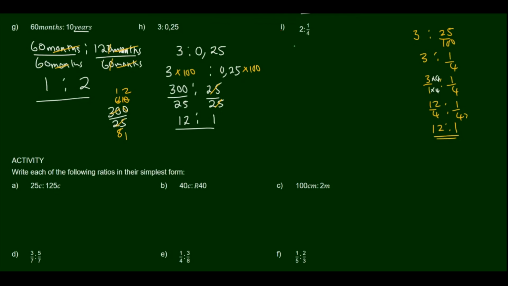Now let's come to this one: 2 is to 1 over 4. You write 2 as a fraction, so it's 2 over 1 is to 1 over 4, right? And then we multiply this by 4 so that the denominator is 4. We also multiply the numerator by 4. If you multiply the denominator by 4, you must multiply the numerator by 4 for equivalent fractions. And then 2 times 4 is 8, so 8 over 4 is to 1 over 4. Denominators are the same now, so we can just take the numerators, which is 8 is to 1.